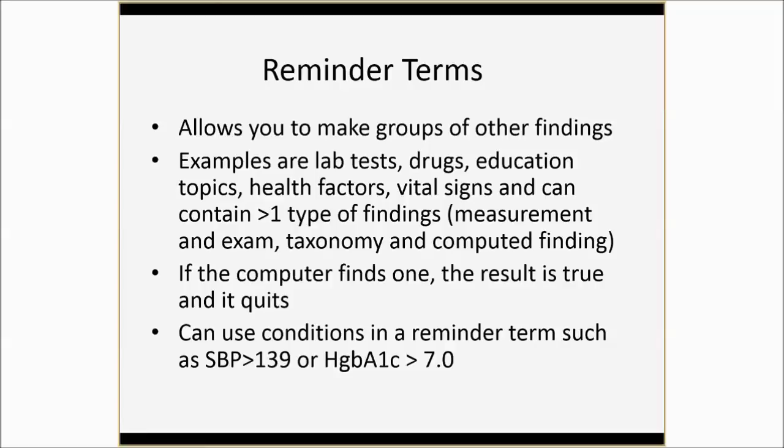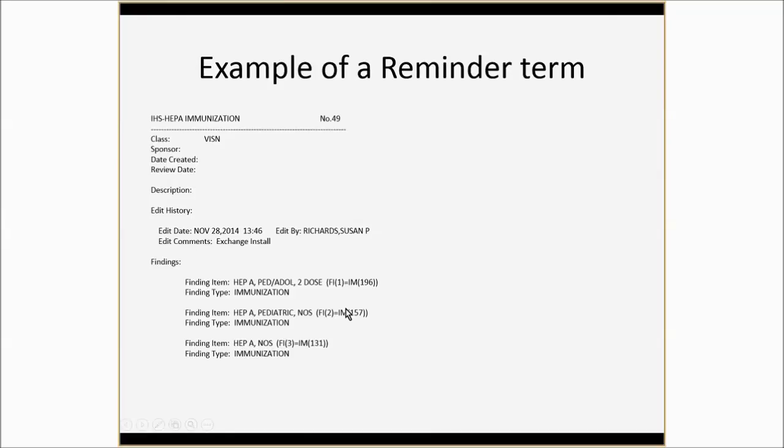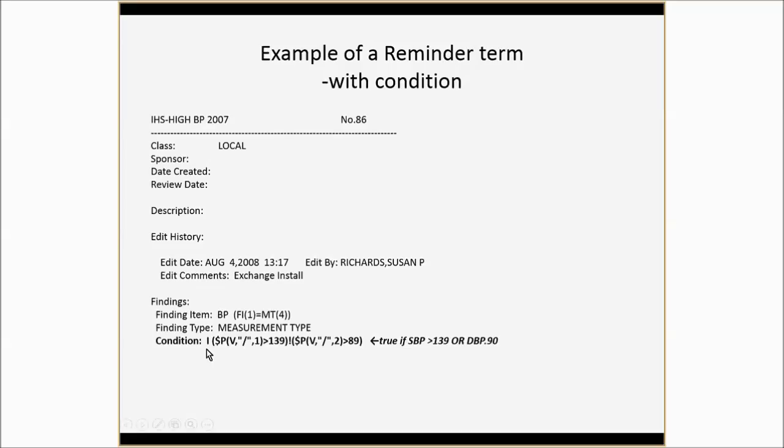You can use conditions in a reminder term, such as systolic blood pressure greater than 139, or you can also use it for a lab, for A1Cs greater than 7. So you can build in conditions within your terms. Here's an example of a term, and we're looking at the immunization for hepatitis A. And then here's an example one with a condition. We're looking at a blood pressure.